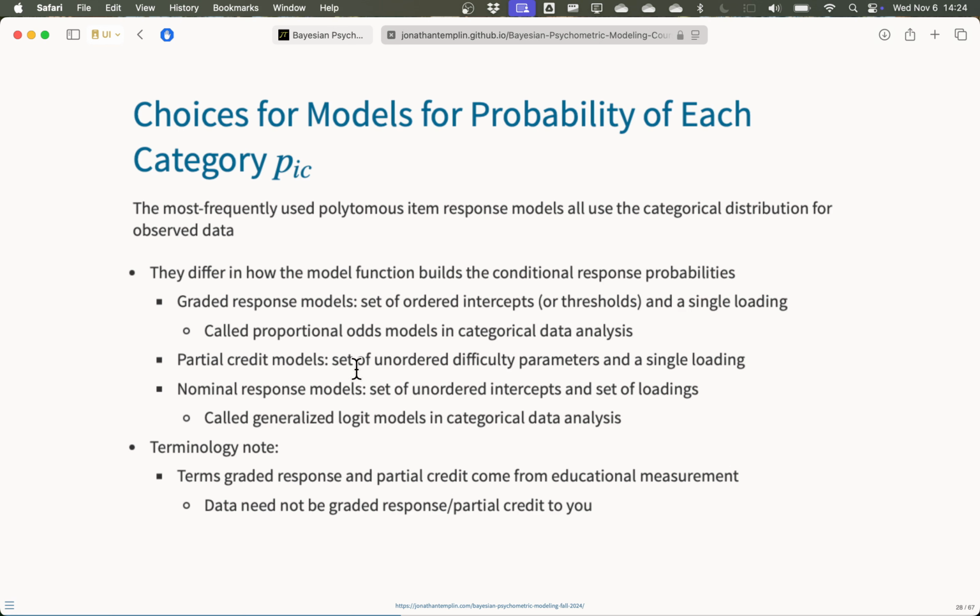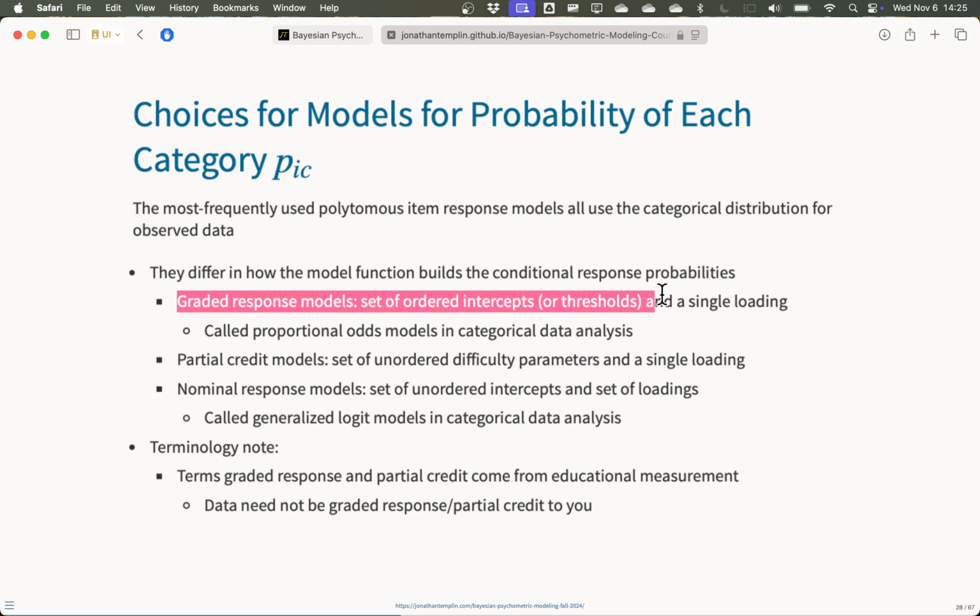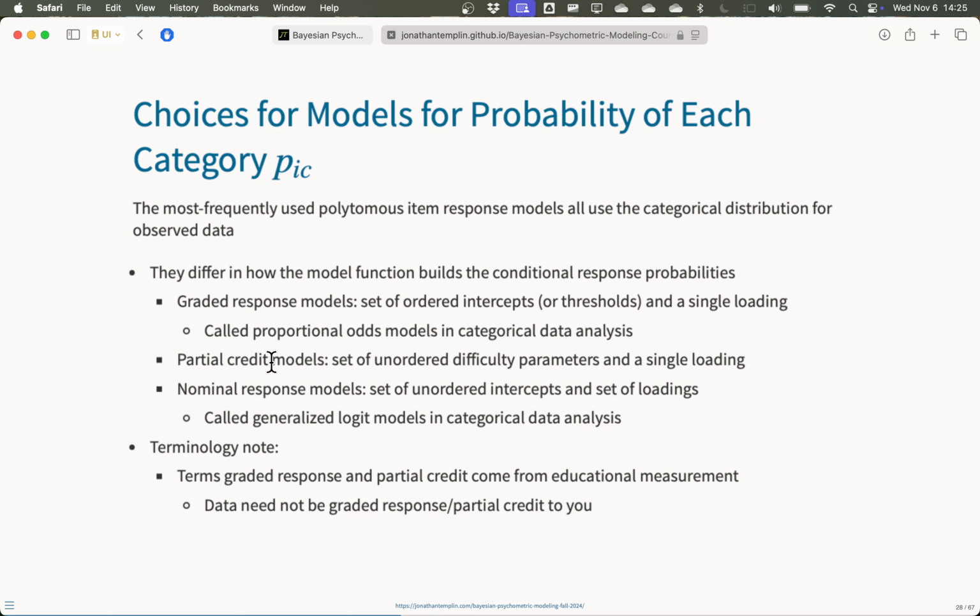Partial credit models are another type of psychometric model. These often are developed in educational measurement. They provide a set of unordered difficulty parameters and a single loading. So you can see certain categories sort of switch probability, whereas in the graded response model, because of the ordered intercepts, the probabilities are somewhat ordered as well. And finally, there's a set of models called the nominal response models, where each submodel has a set of intercepts that are unordered, and each submodel also has a set of loadings that are also unordered. We call this a generalized logit model in categorical data analysis.